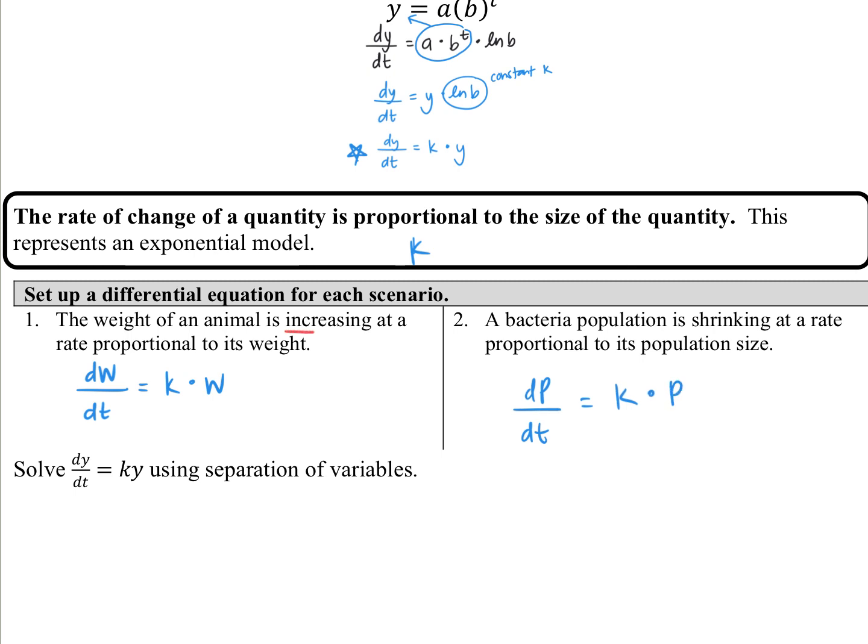Okay, these words of increasing and decreasing, or increasing and shrinking, tell us what kind of exponential function it is. Is it an exponential growth or an exponential decay function? So if it's increasing, what do we think that's going to be? Growth. And if it is shrinking, that's your exponential decay.